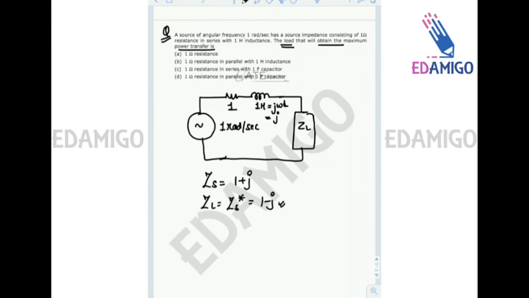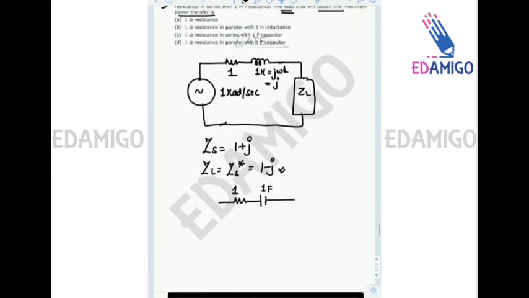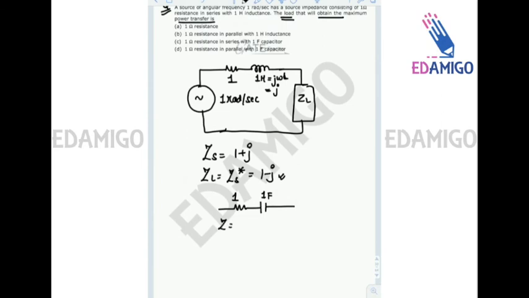Now we can easily see that it is actually a series combination of a resistance of 1 ohm and a capacitance of 1 farad, because the impedance in this case will be 1 plus 1 upon j, that is 1 minus j. So the answer will be C.